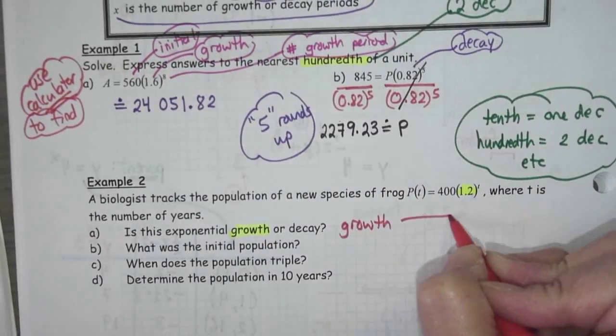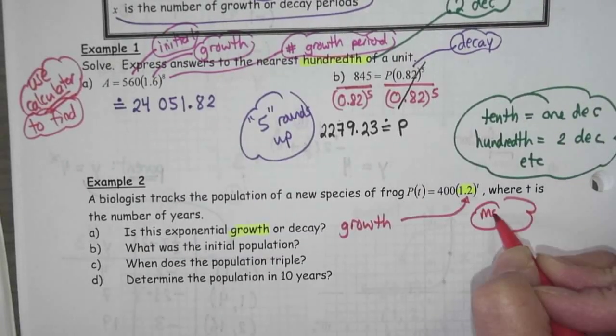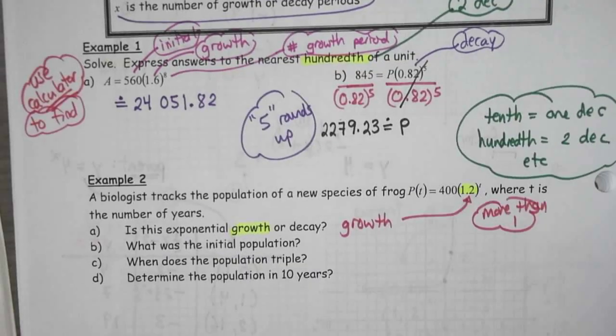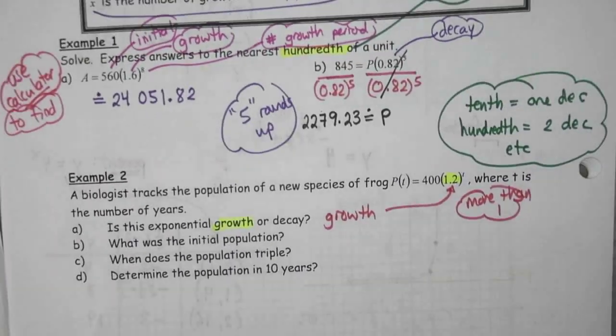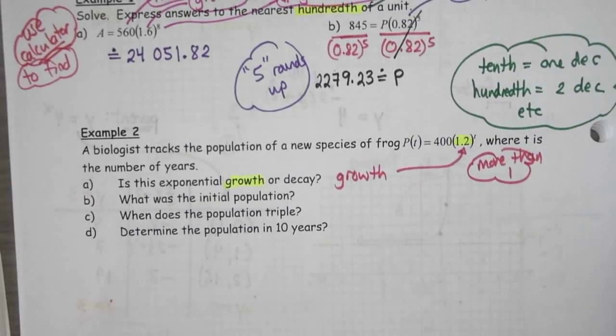So it's going to be growth. And then I'll put an arrow because we looked here, and it's more. In your brain, you're thinking more than 1. Anything more than 1, it's growth. Good? All right. That's for A.